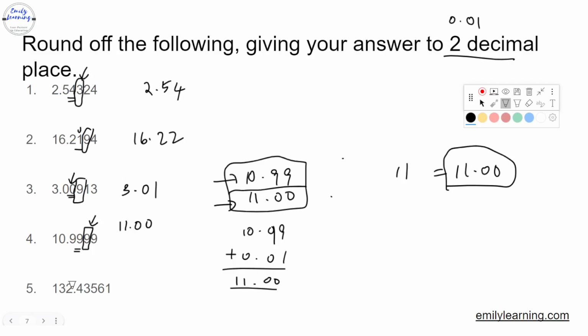Next, let's round off 132.435461 to 2 decimal places. To do so, we'll check the third decimal place. And because the third decimal place is 5, we will round up. So instead of being 132.43 and so on, when rounding off to 2 decimal places, it becomes 132.44.